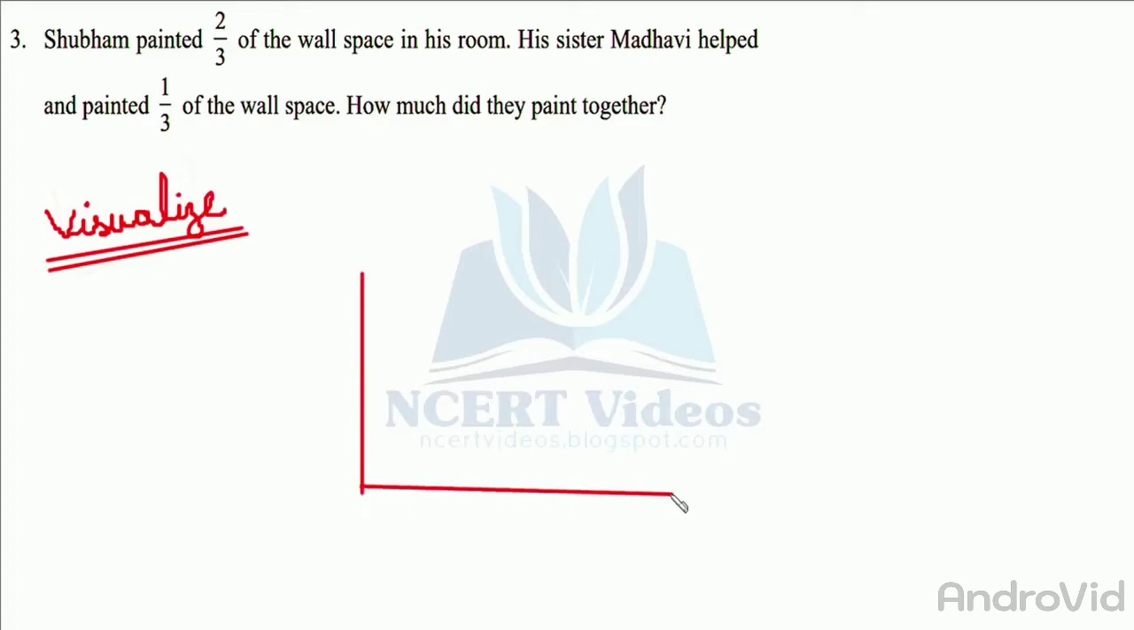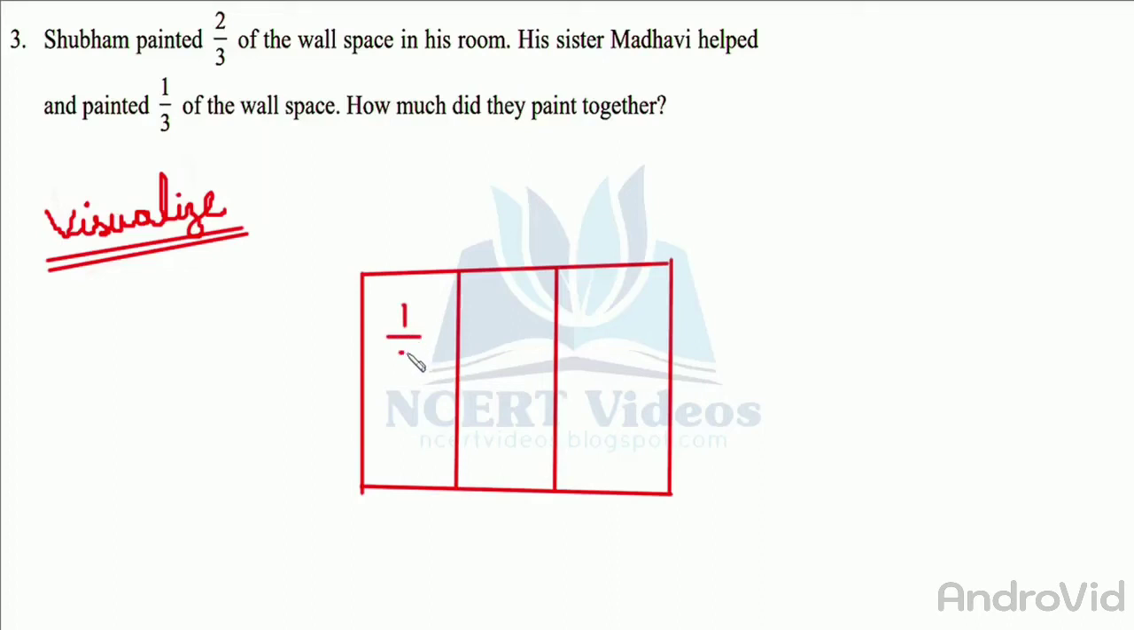There is a wall. Let's make a wall and try to divide it into 3 equal parts, because the denominator says 3. So if Shubham painted 2 over 3, what does that imply? That simply means that he painted 2 parts out of 3 equal parts. So here we are dividing the wall into 3 equal parts, that is first, second and third, separated vertically.